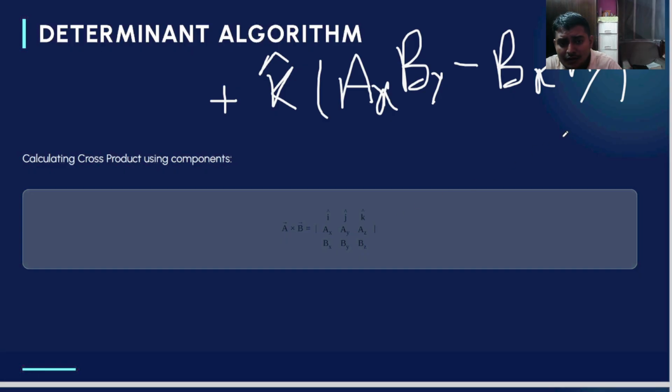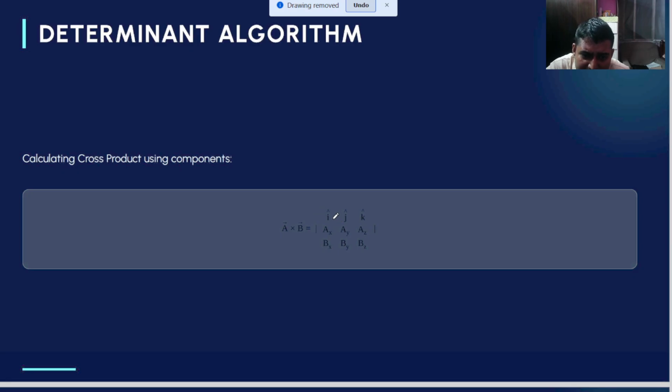Now, remember one thing. i will be positive, j will be negative, and k will be positive. It is the law of the determinant. And determinants you will study in class 12.